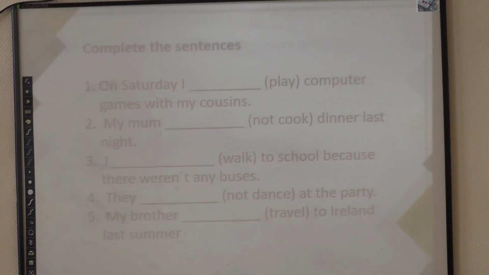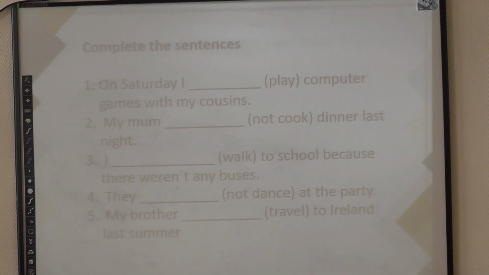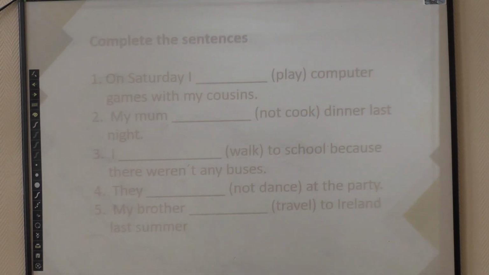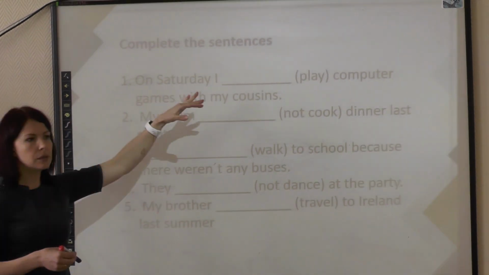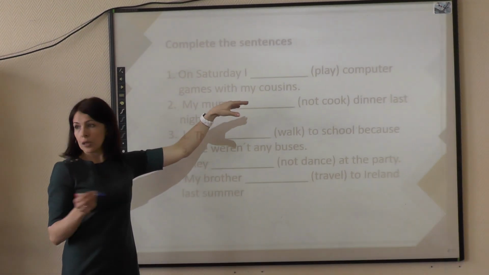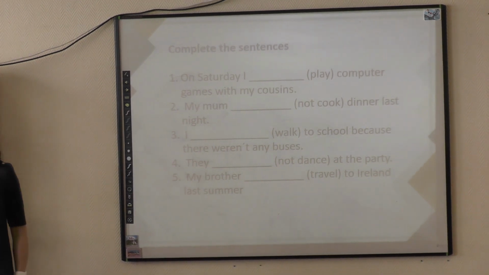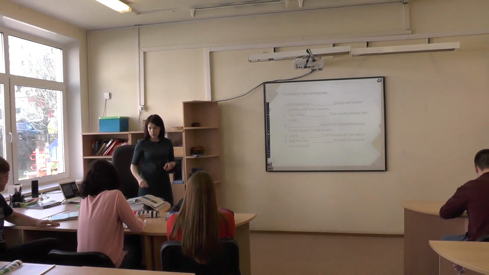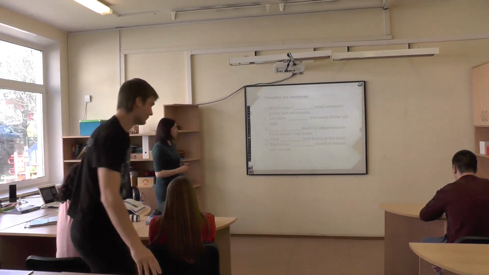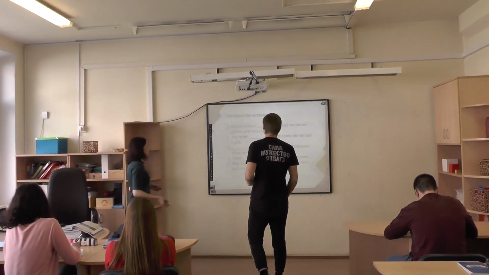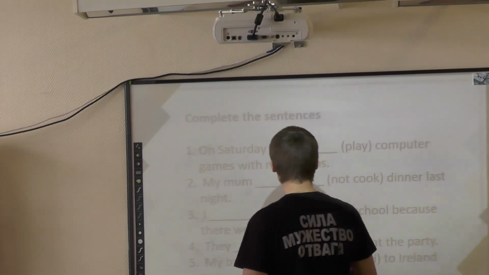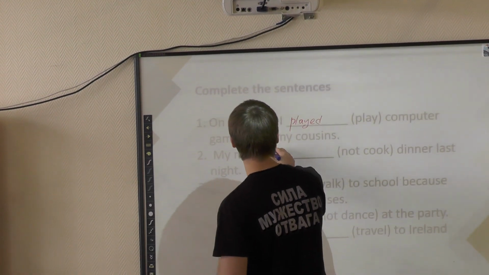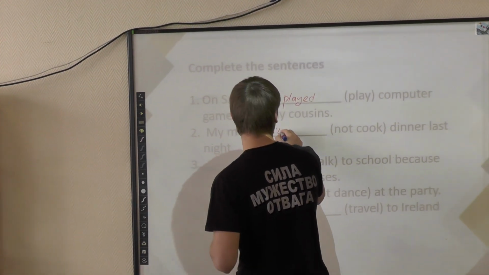So you may write in your copybooks only the verbs. Write only the verbs in the correct form, of course. For example, number 1, which word will you write? Are you ready? Then can you go to the board and write the correct words. So, here you are, please. So, he's writing and we will check his answers.